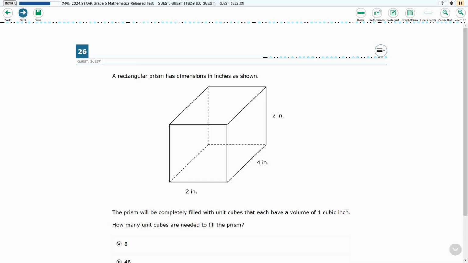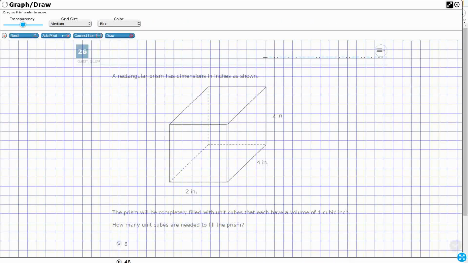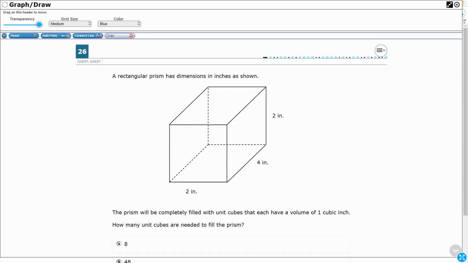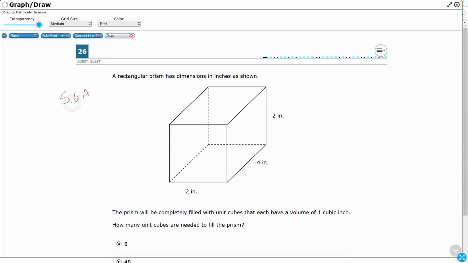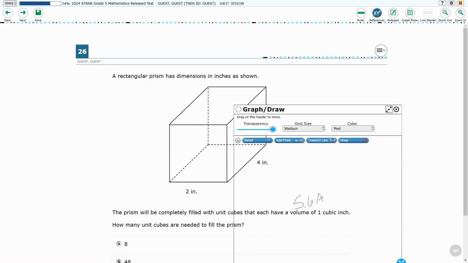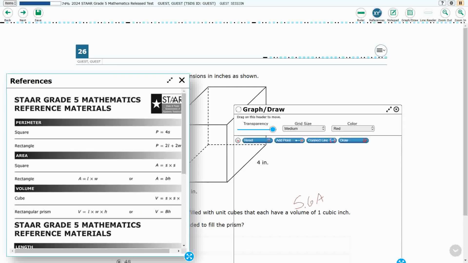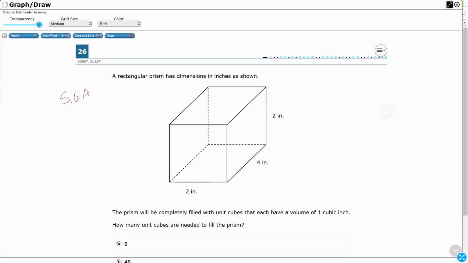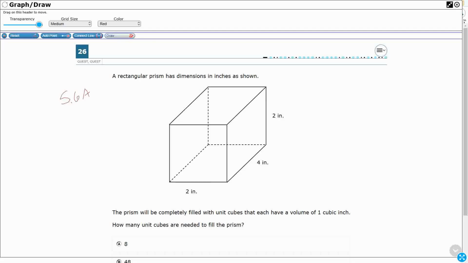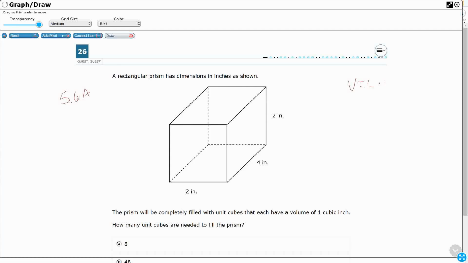For number 26, we are recognizing volume. This is standard 5.6a. And so we have this rectangular prism, and it's going to be completely filled with cubes. How many unit cubes are needed to fill the prism? Well, this is going to go back to our basic understanding of volume. And the volume of a rectangular prism is either base times height or length times width times height. And so we can use length times width times height because they actually give us the three different dimensions here.